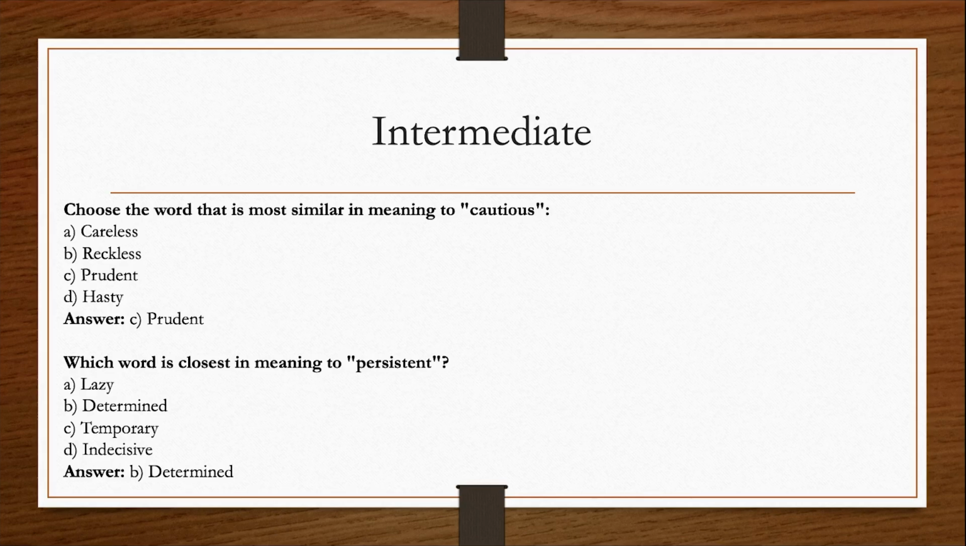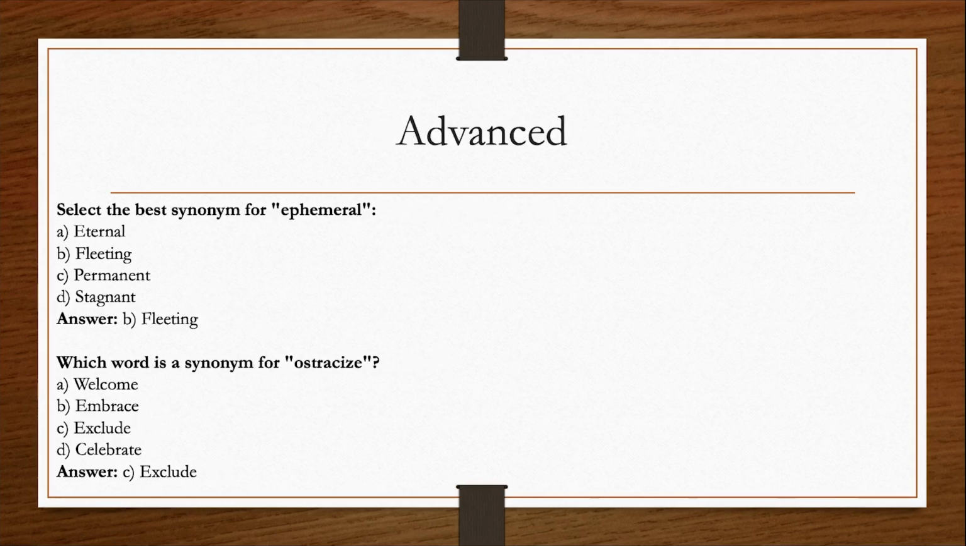The next is advanced. Select the best synonym for ephemeral. Eternal, fleeting, permanent, or stagnant? So it is fleeting. That's ephemeral. And which word for ostracize? Ostracize means socially excluding someone here. So it's welcome, embrace, exclude, or celebrate. Here it is exclude.